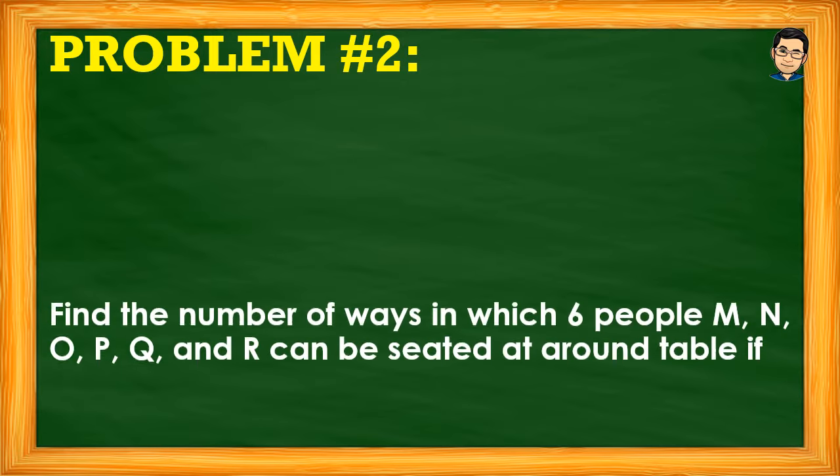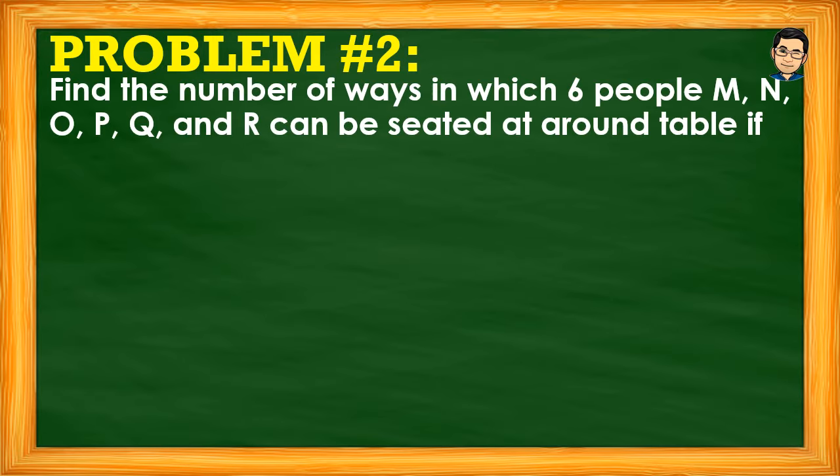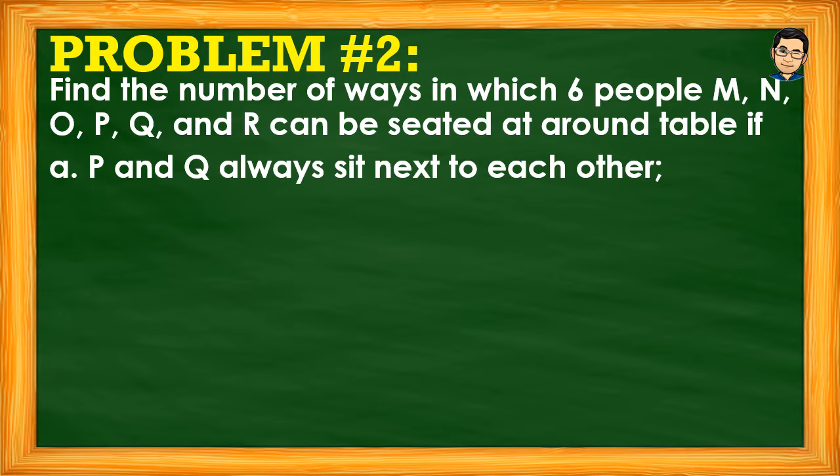Next, problem number 2. Find the number of ways in which 6 people, M, N, O, P, Q, and R can be seated at a round table if P and Q always sit next to each other. So, ibig sabihin, meron po tayong 6 na tao na ina-arrange sa round table. And then, meron siyang condition. Si P tsaka si Q, kahit saan natin sila ilugar, kailangan po magkatabi sila. So, paano ang kanyang solusyon?